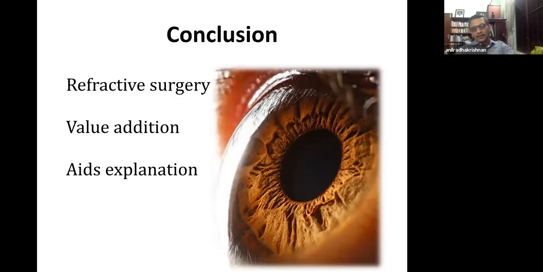So I don't think I'll go into more details. So I would conclude saying that anterior segment OCT is a very useful device in refractive surgery. It is a value addition for you in corneal practice. And more than the use to you and more than the ability to document, it aids in explanation to the patient. Because a lot of these things, unless you show it, will not be very apparent to the patient.